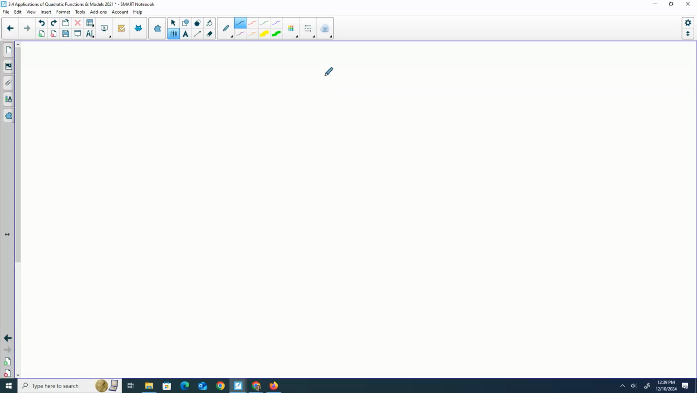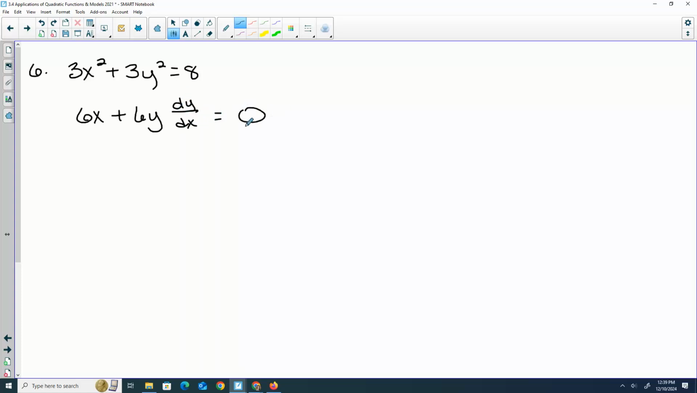Number 6 is on our list, probably because it's a second derivative. So we have 3x squared plus 3y squared equals 8. So derivative of 3x squared becomes 6x, plus derivative of 3y squared becomes 6y, but what else does that need? Equals derivative of 8.